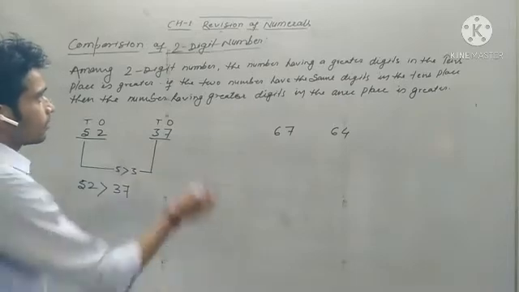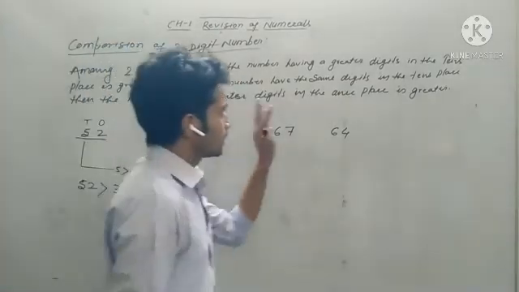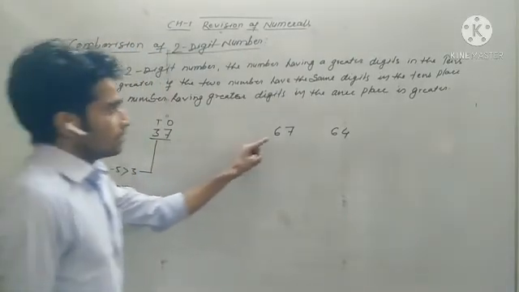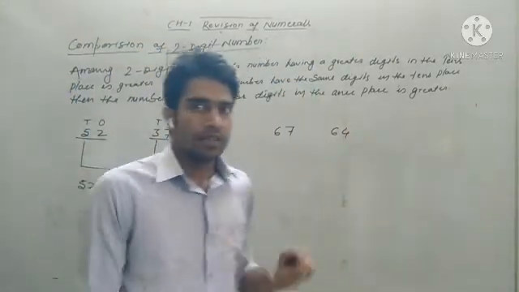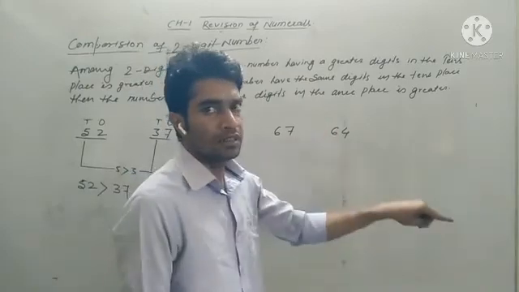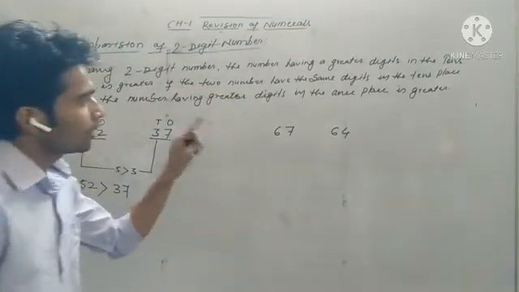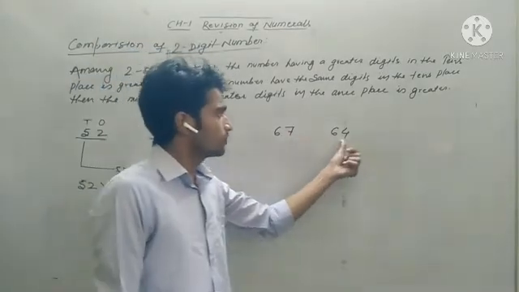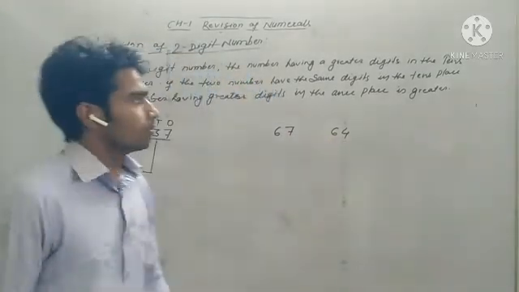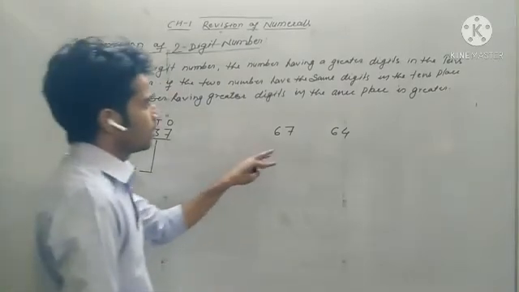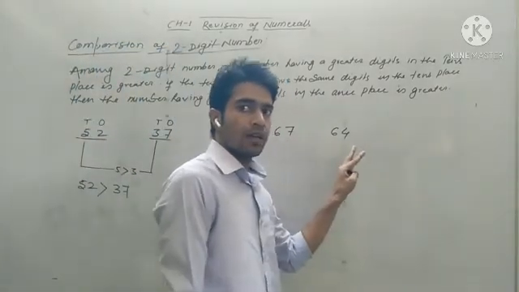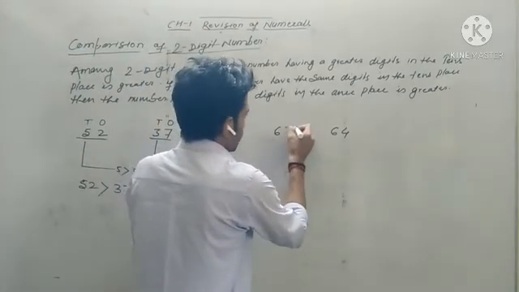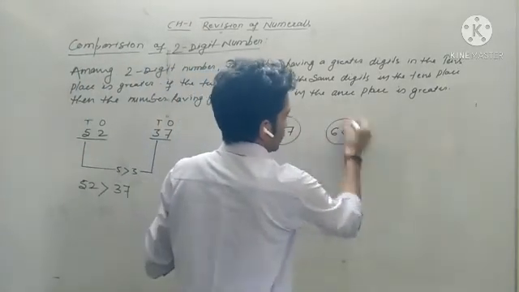In the other case, if the two numbers have the same digits in the tens place, then we have to compare the ones place of these two numbers. Whichever ones place is greater, that number is greater. So take these two numbers, 67 and 64.